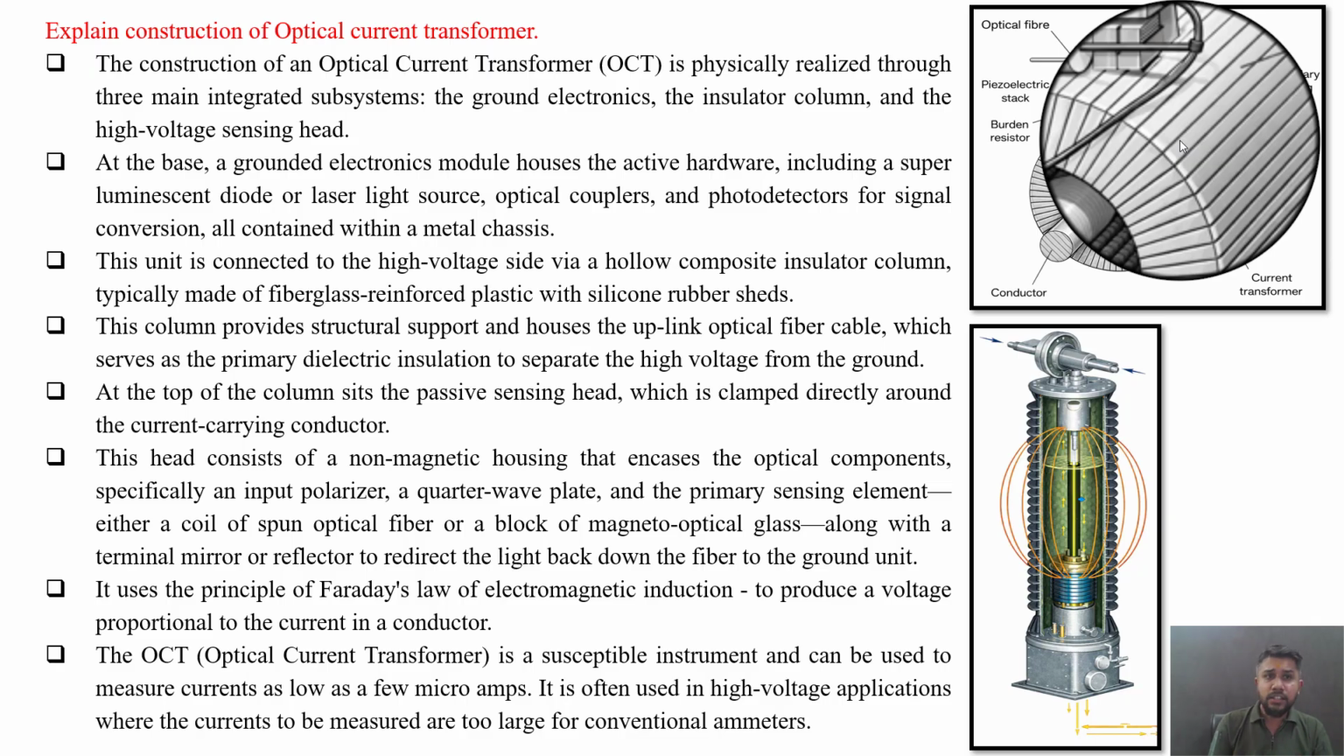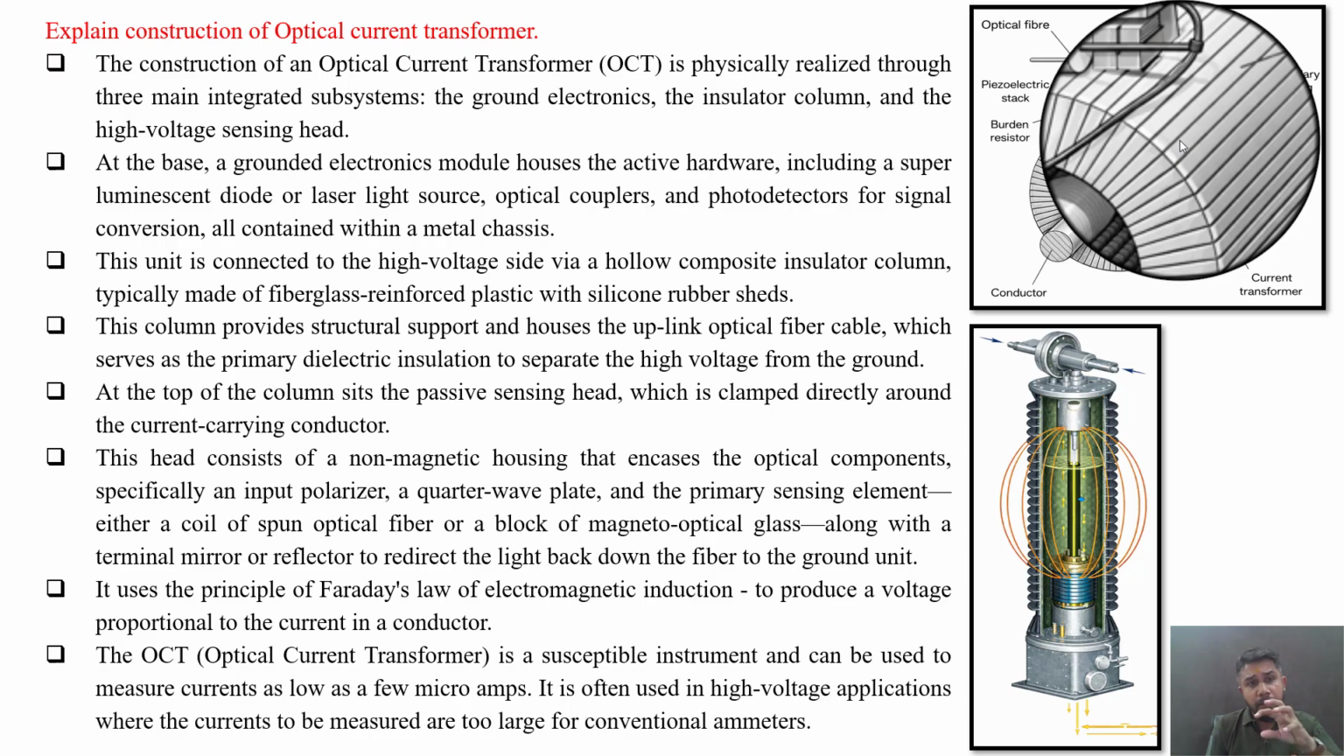Now the construction of the optical current transformer is physically realized through three main integrated subsystems. First is the grounded electronic components, second is the insulator column, and third is the high voltage sensing head. So all these three compartments, or say three different subsystems, together form the optical current transformer.